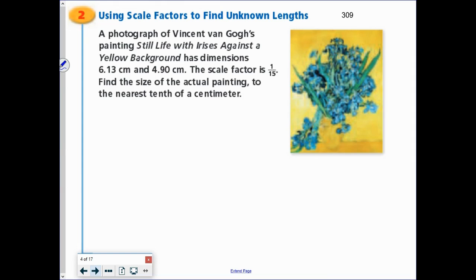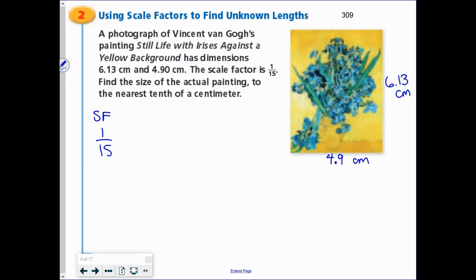Well, okay, so this is a photograph of it. And it says that the photograph of Van Gogh's Still Life with Irises against a yellow background has dimensions of 6.13 centimeters. That would be the length or the long side. So I'm going to write 6.13 centimeters over here by 4.90 centimeters. So 4.9, I really don't need that 0, centimeters is the width. And then it says the scale factor is 1 to 15. Well, let's remember the scale factor of 1 to 15.